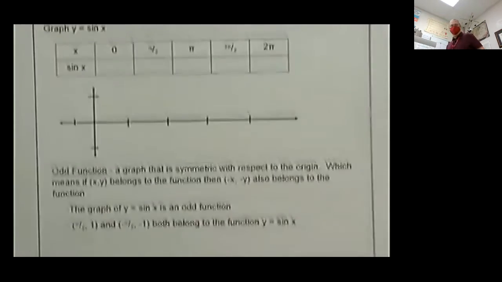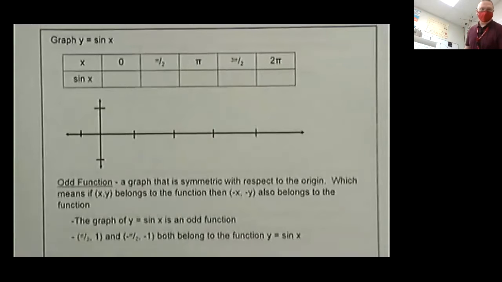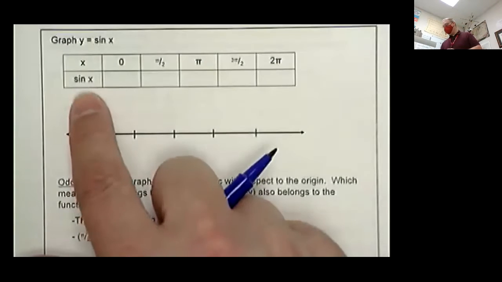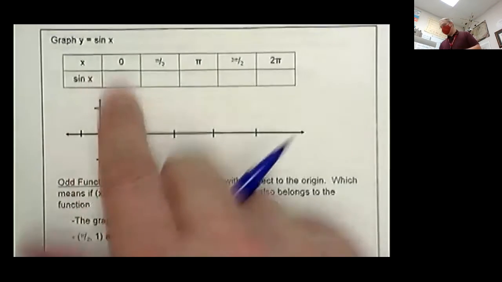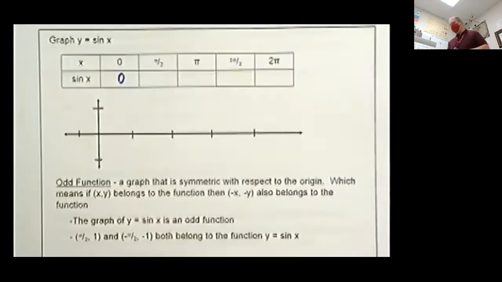So how do we get the graph of y equals sine of x? Well, we're going to take the values that we used on the unit circle, and we're going to plot those on a coordinate plane, and we're going to see what happens. So sine, remember, is the vertical distance. So it's sine at 0 degrees. There's 0 radians. We're at 0.